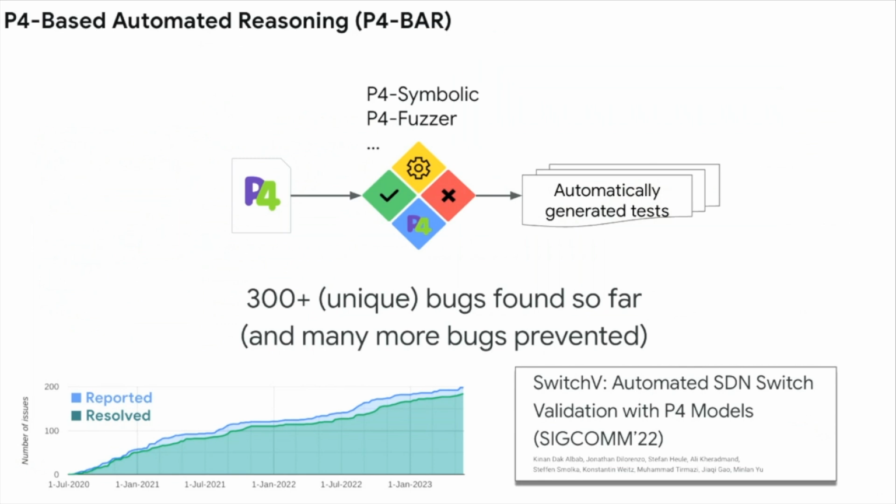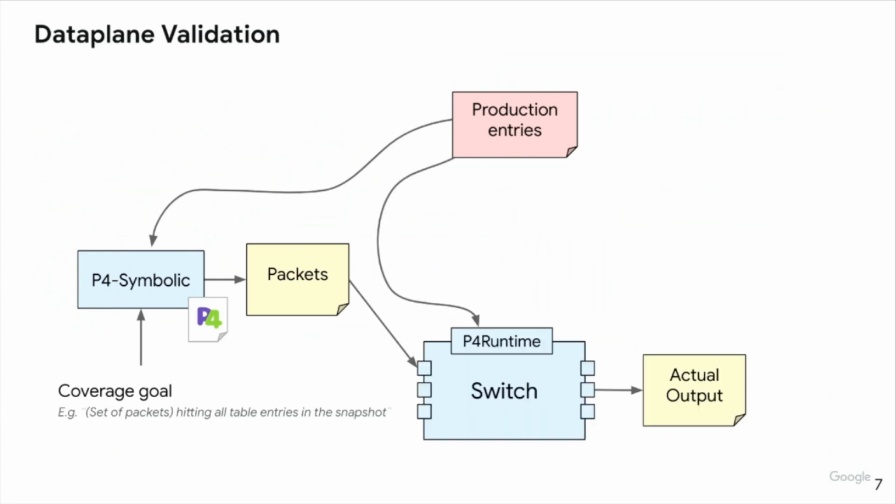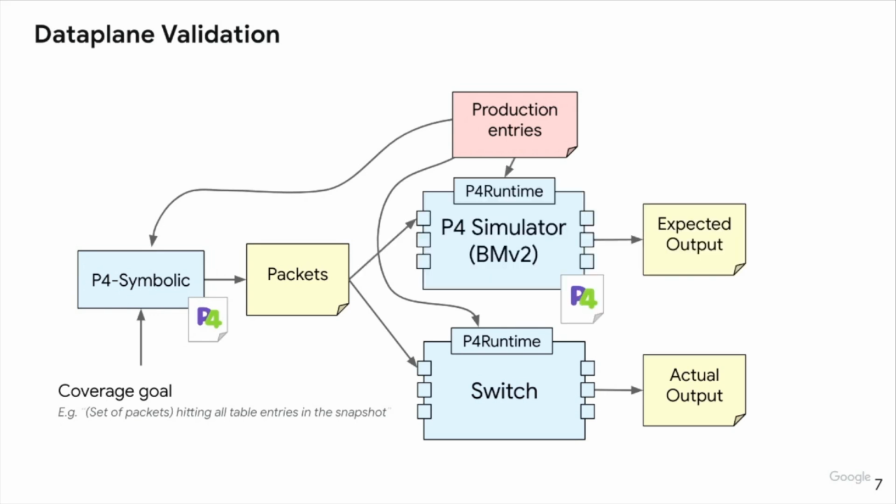One of these tools that we've developed is called P4 Symbolic. It's a coverage-based automated test packet generator that we use in data plane validation. By that, I mean we take some table entries, for example, from our switches in prod, and then we give it to P4 Symbolic along with some coverage goal. For example, we say generate packets that hit all of these table entries that I have in my snapshot. Then P4 Symbolic generates these packets, and we inject these packets into an actual switch and our simulator, see if the outputs match or not, and investigate if there is a discrepancy.